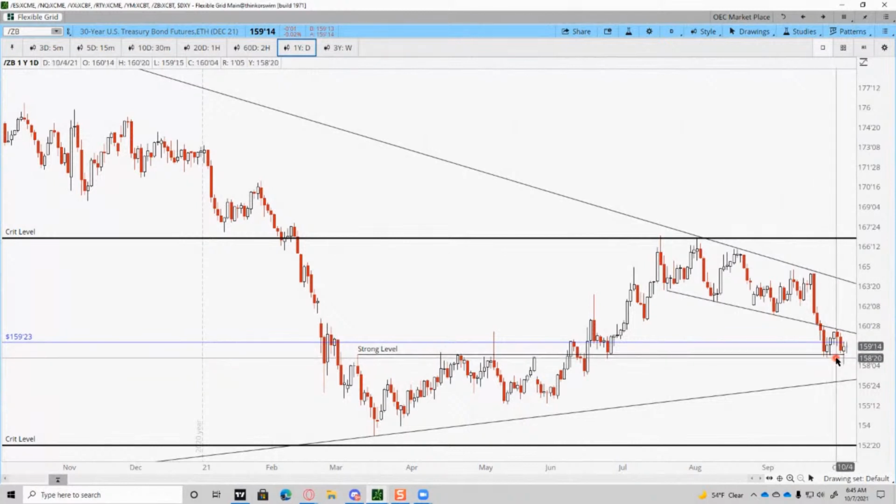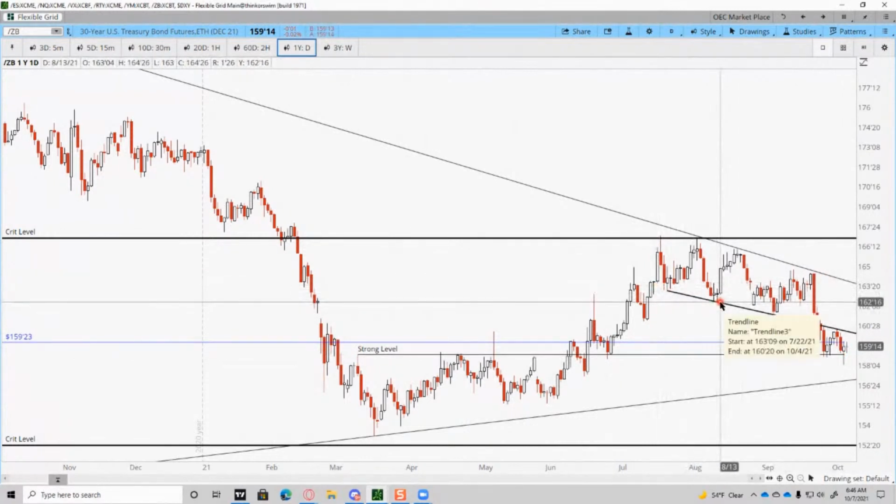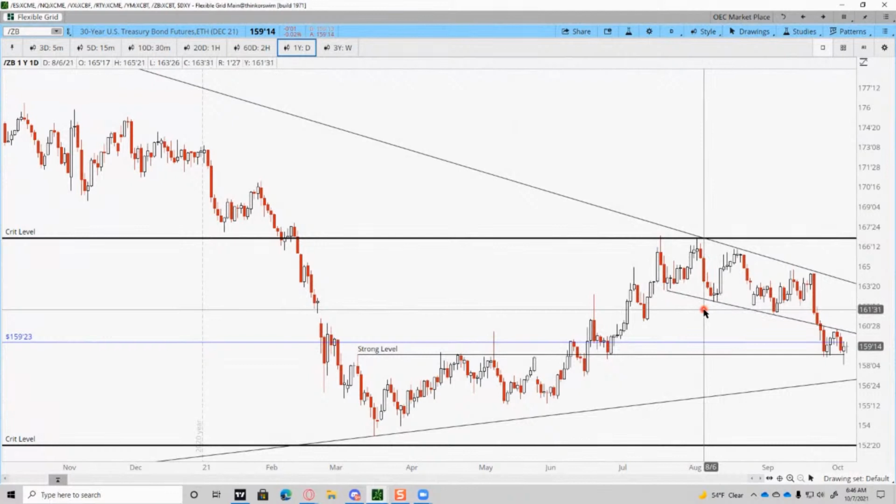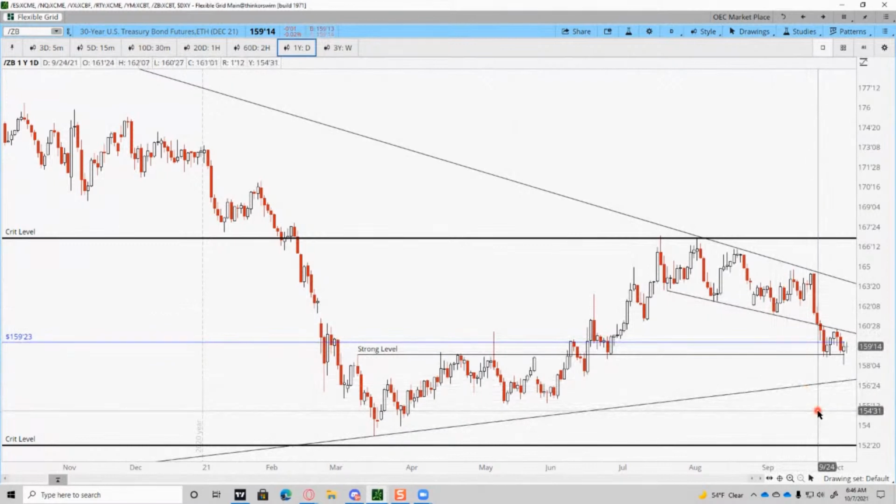If, on the other hand, we rebound off of this strong level and we begin working our way back up, even first breaking this trend line, then as bonds go up, interest rates go down. Banks do not like that. Technology does like that. Catch-22 again, right? So if we go up, one side's getting hurt. If we go down, one side's getting hurt.